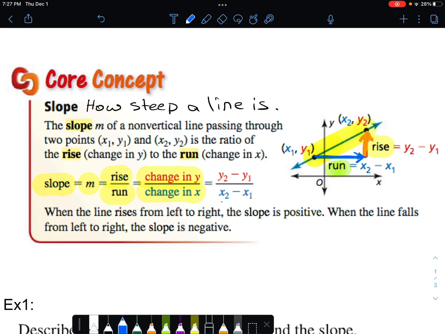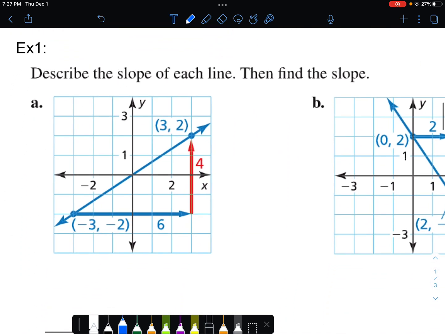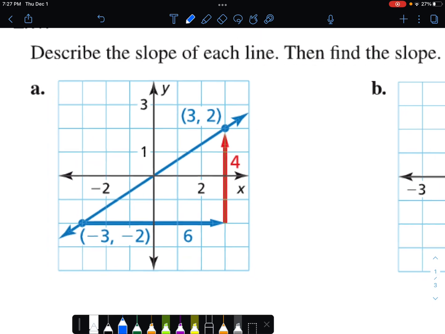And then we have this section over here where we have the actual equations that would be involved. Let's hold off on talking about that right now. But what is important is, when the line's rising, we consider that positive. And we'll look at lines that are falling as well, which we'll call negative. So, example 1. Let's try this together. It says, describe the slope of each line. Find its slope.